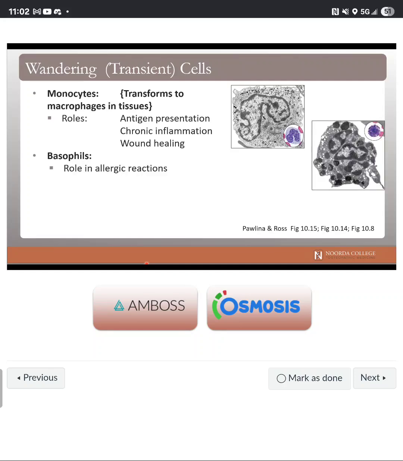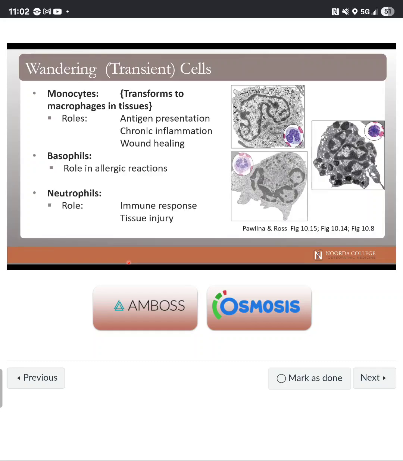Basophils play a role in allergic reactions, a type 1 hypersensitivity reaction. They look kind of like the mast cells because they have these basophilic granules in them, which they can release histamine. Neutrophils are another granular white cell, and of course they can be multi-segmented in their nucleus. They have granules within their cytoplasm. These are nuclei here with the chromatin pattern. Neutrophils play a key role in immune response, particularly acute inflammation, as well as tissue injury.